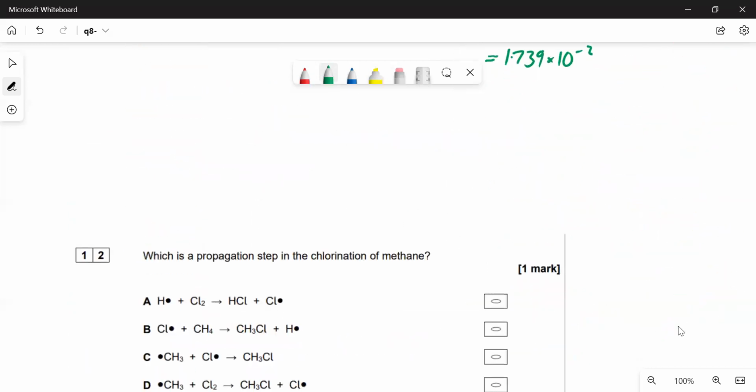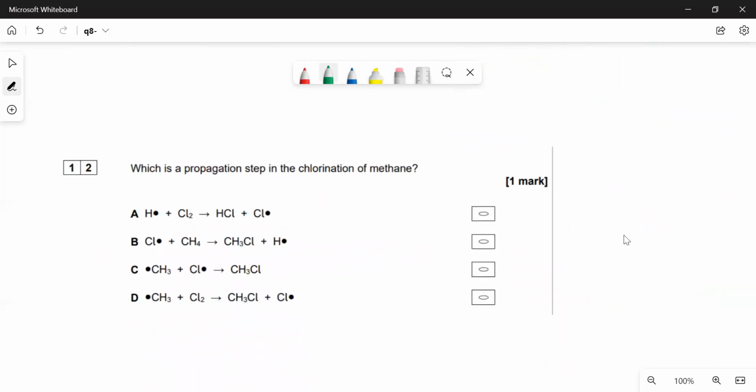Question 12. So this is free radical substitution, which is a propagation step in the chlorination of methane. Now, hydrogen free radicals are not involved in this process, so that's wrong. And that's wrong because you've got hydrogen there as well. So they're both wrong on that count. C is a termination because you've got two free radicals coming together to not be a free radical anymore. That's a termination step. So it's got to be the last one, and it is because look, you get a methyl free radical and chlorine regenerates the chlorine free radical and you get your halo alkane. So D is the correct one there.